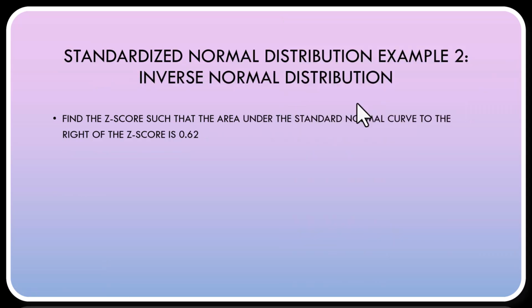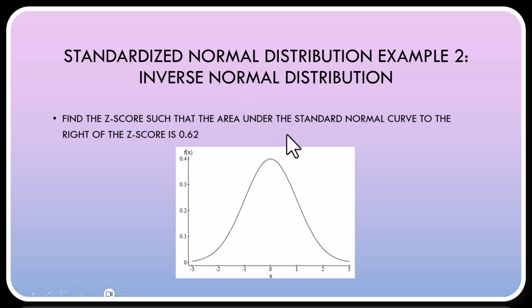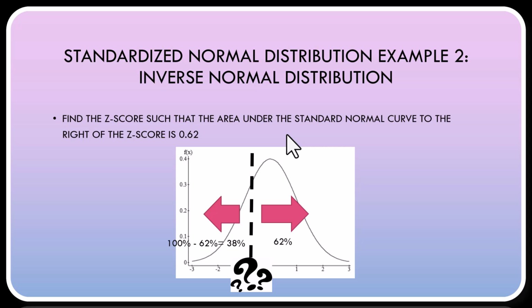This one says, find the z-score such that the area under the standard normal curve to the right of the z-score is 0.62. In other words, here is our normal curve, and we want to cut it in such a way that the area to the right of this cut is 62%, which means, of course, by default, that the area to the left would be 38%. So again, we want to know, what is the z-score? Where do we need to cut the normal curve in order to create this spread?